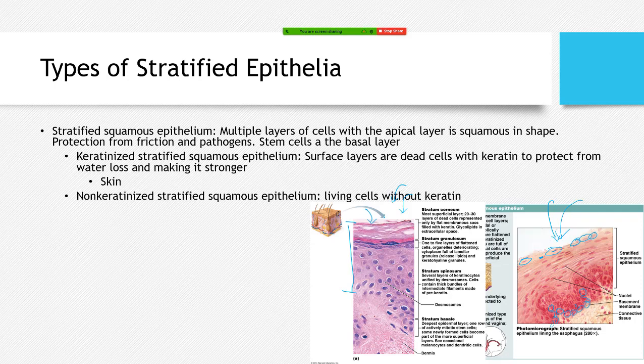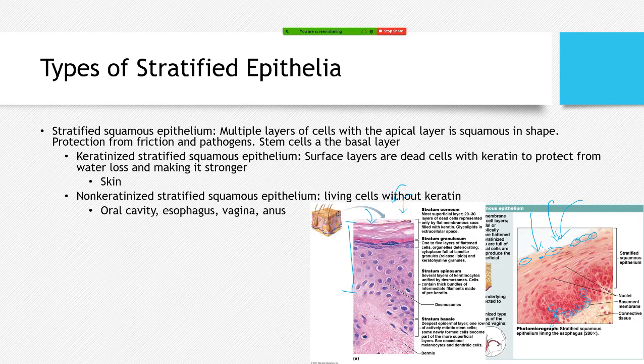The non-keratinized ones, like we said over here, don't have keratin. And if they don't have keratin, they're going to remain alive, and we could see the nucleus here, as we showed earlier. We'll find this in the oral cavity, the esophagus, the vagina, and the anus.